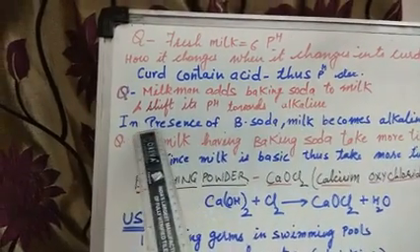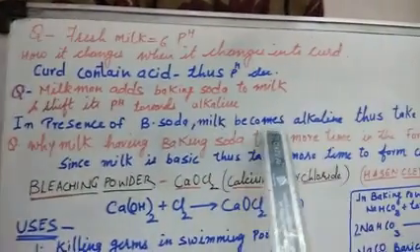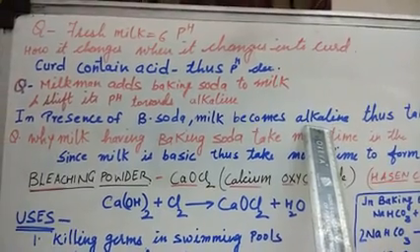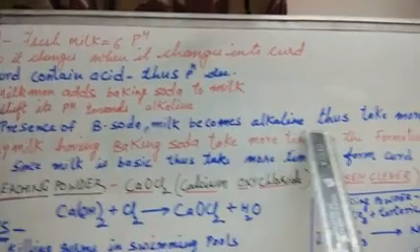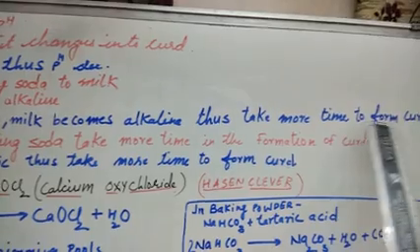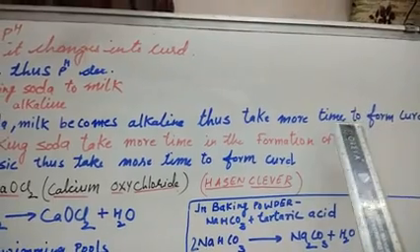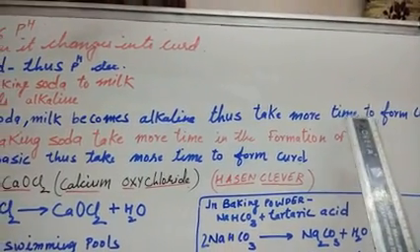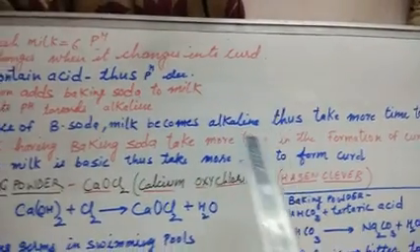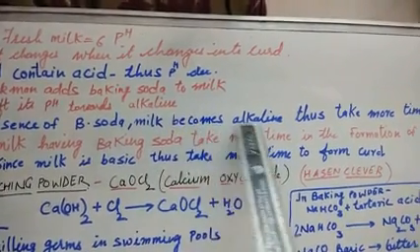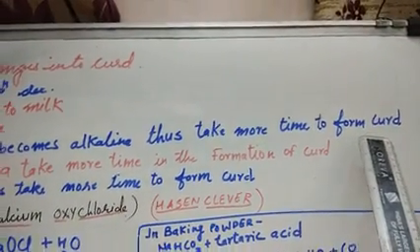Here, one more thing I am telling you: in the presence of baking soda, milk becomes alkaline. You know, students, baking soda is basic in nature. That's why milk will be alkaline in nature. Thus, it takes more time to form curd. Sometimes the question comes: why does milk take more time to form curd if it is mixed with some amount of baking soda? So we can say the answer is that if baking soda is there, milk becomes alkaline and thus it takes more time to form curd. Is it okay, students?